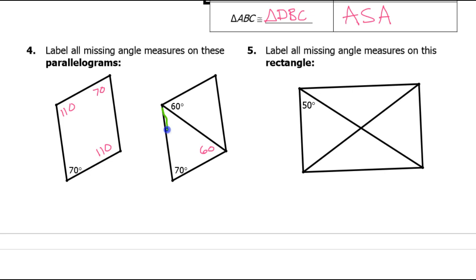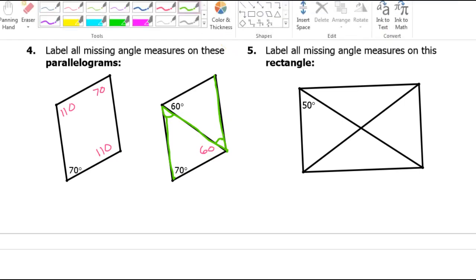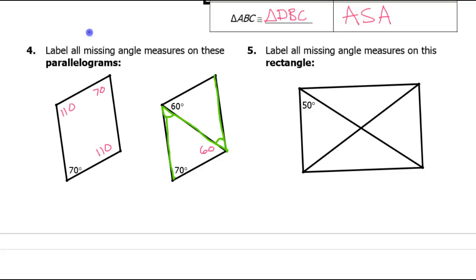Because these sides are also parallel. Alright, I guess this Z is going to look a little bit more like an N. Alright, that tells me that these angles are going to be congruent. Okay, so what about it? Well, these angles are opposite angles. So if this is 70, then this is going to be 70 as well.